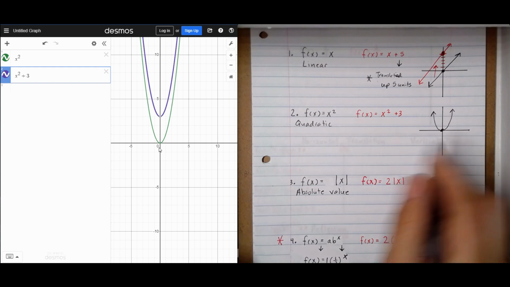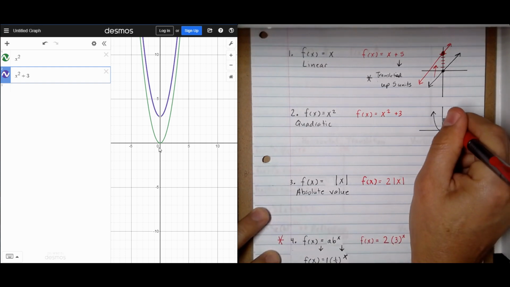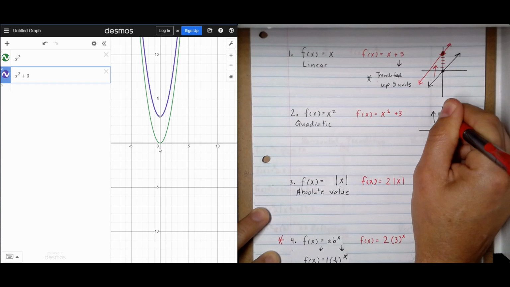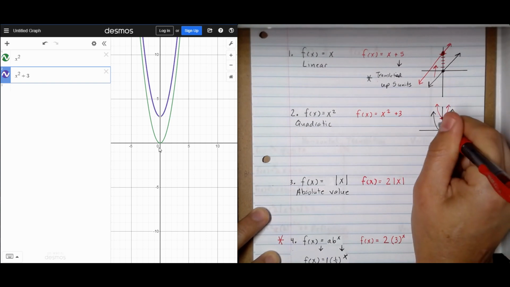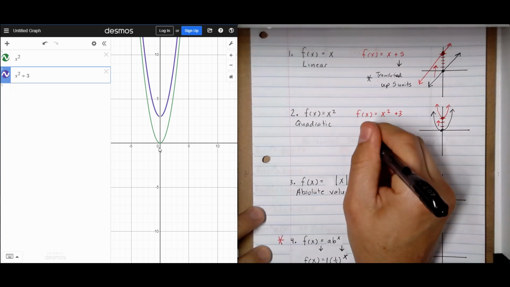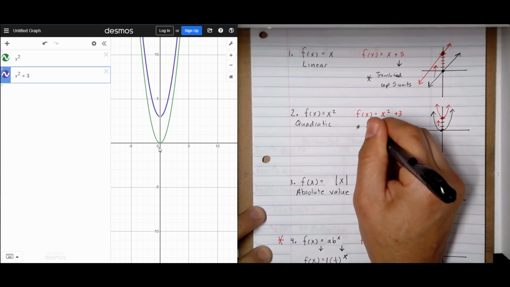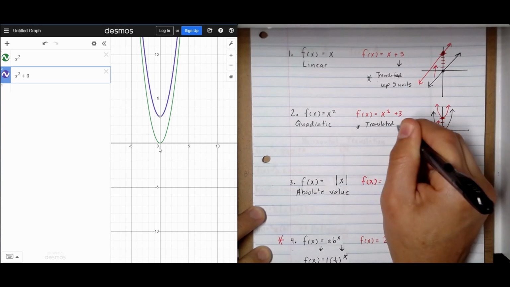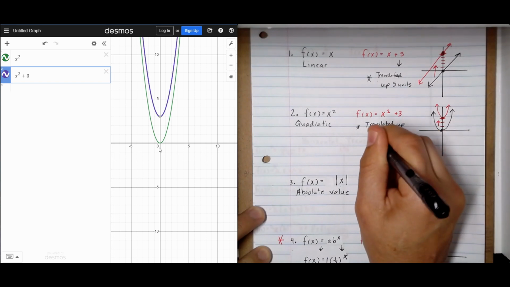So what I'm going to do here is just draw an example. We'll do 1, 2, and 3. I'll put a point right there, draw an arrow, and show that it went up. So for this, if I wanted to describe what happened, I would just say it translated up 3 units.